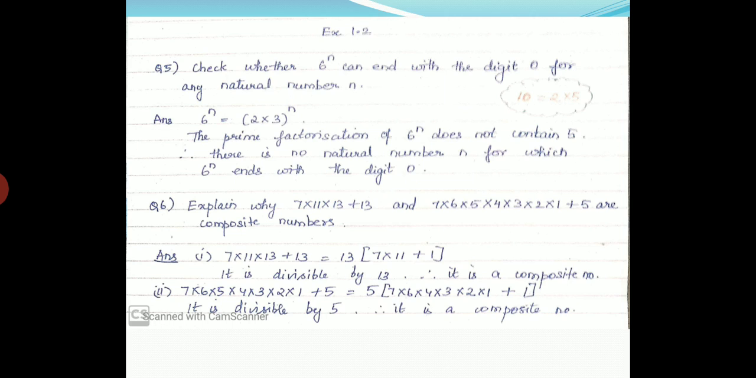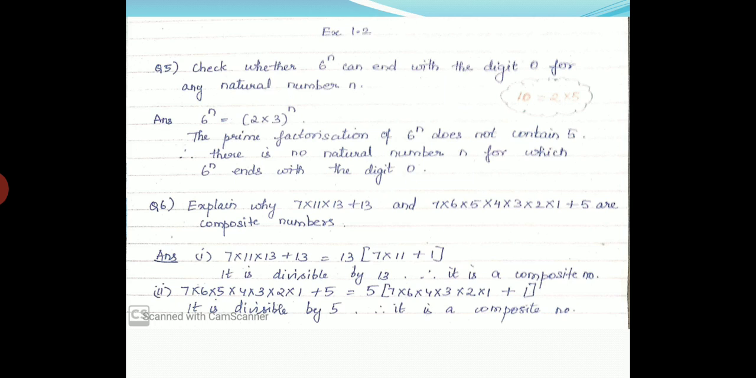2 into 5 will be 10. So 10 will be in the factorization. So to get 0 at the end of the number, in its prime factorization there should be 2 and 5. If you have 2 and 5, then only when I multiply it will become 10. So the number will end with a 0.